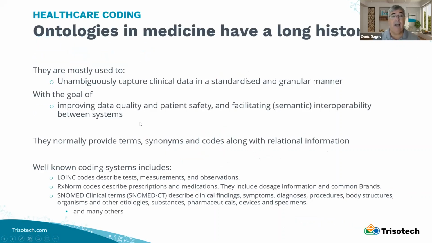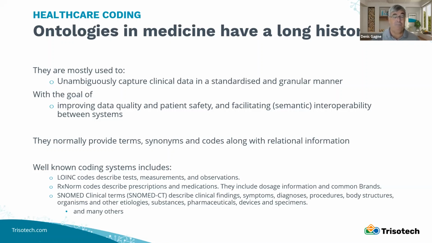And healthcare has worked a lot on that for many years. A lot can be said about healthcare information systems in general, but one side where they're really ahead of the curve is the use of ontologies. Basically, they've been used a lot for capturing and standardizing, in a very granular manner, the terminology used in healthcare, with the goal of quality and patient safety. And these ontologies normally provide terms, synonyms, different codes and relational information.